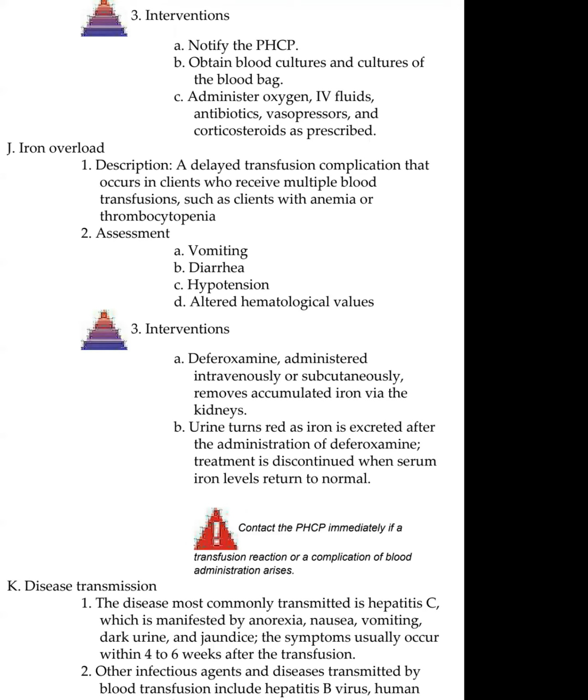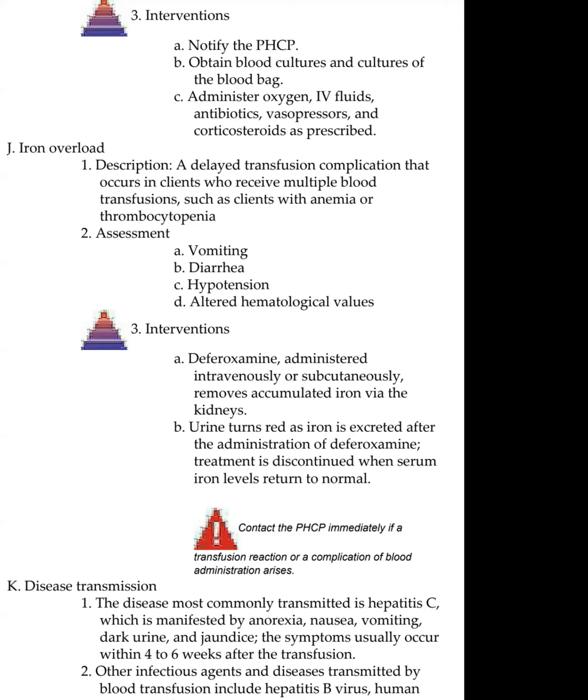So what will be the symptoms? Vomiting, diarrhea, hypotension, altered hematological values, bone deformities. Our vital organs also get affected because of iron overload. What is the treatment? Deferoxamine, which is called chelation therapy. Administered intravenously or subcutaneously. It removes accumulated iron via the kidneys.